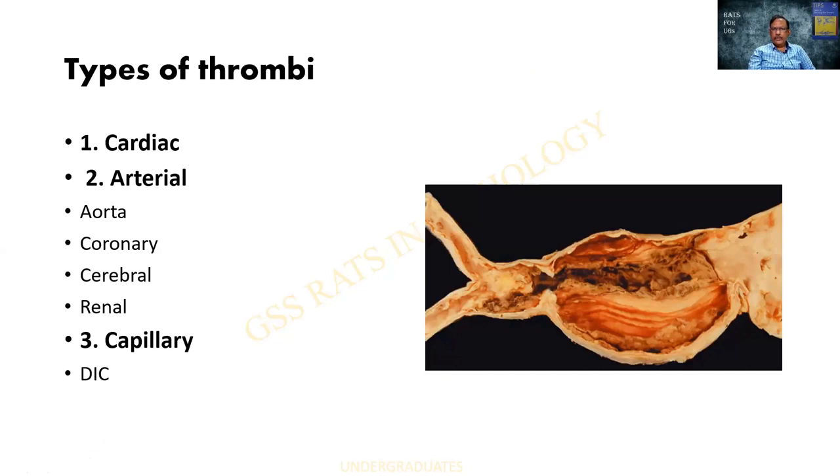What are the morphological types of thrombi, or rather the types of thrombi? It can be cardiac thrombi, arterial thrombi, capillary thrombi, and venous thrombi. Cardiac happens in large capacious chambers. That is what I had shown you earlier, and I will also be showing you another picture of it. Arterial thrombi can happen in the aorta, particularly in an aneurysm. This, for instance, is an aneurysm of the aorta, and I am finding alternate dark and light lines. These are the lines of Zahn. Also coronary artery, cerebral artery, renal artery. In the capillaries, in the case of disseminated intravascular coagulation.